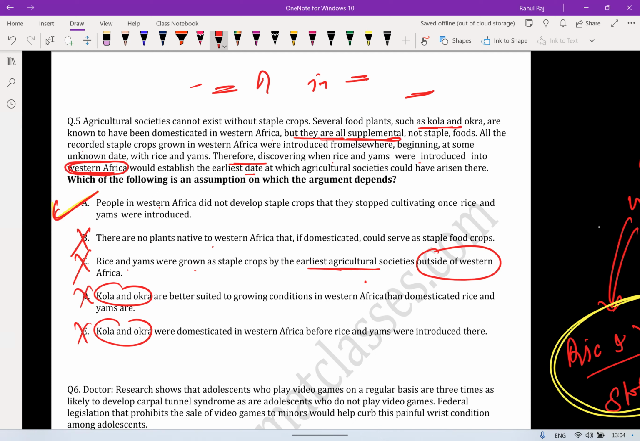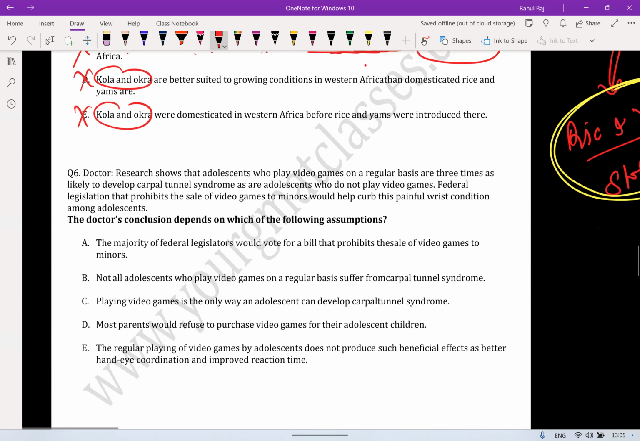So we have to establish the earliest date of a staple food crop in Western Africa. They are trying to say rice and yams were grown as a staple food crop by the earliest agricultural society outside Western Africa. Let it be. How does it matter to me? Because at the end of the day, I have to say the earliest date of a staple food crop in Western Africa, right? So they are talking about outside Western Africa. That is none of our business at all. Agreed? Any problem here?